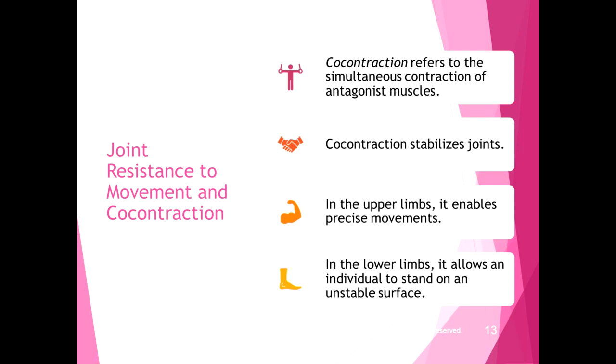So say that you're on the bus and everybody else is sitting down and there are no seats left, you have to stand. And so you co-contract your muscles to stabilize your joints and allow you to stand on that unstable surface. That's why you should give old people your seat on the bus, because it's harder for them to do co-contraction. So if somebody older than you is standing on the bus and you're sitting, you should give them your seat.